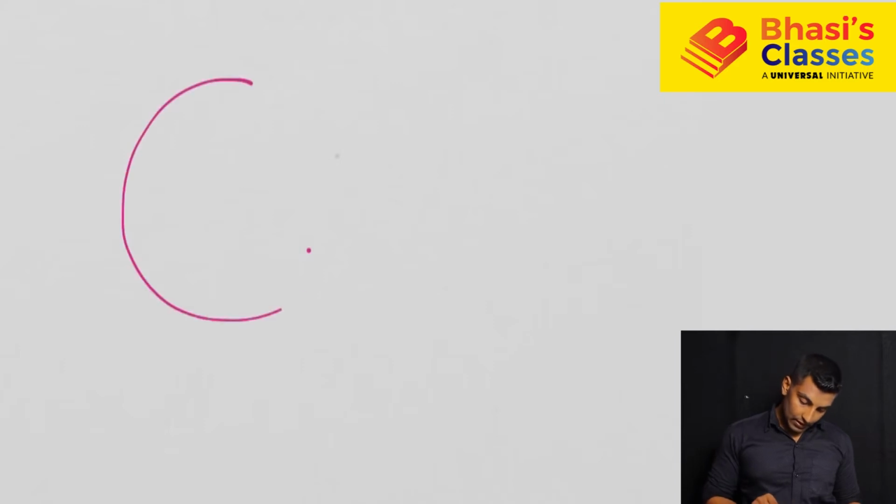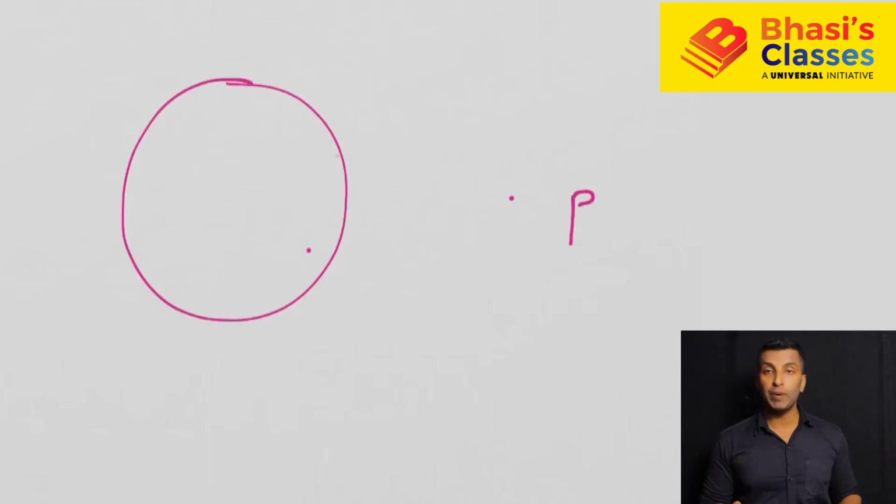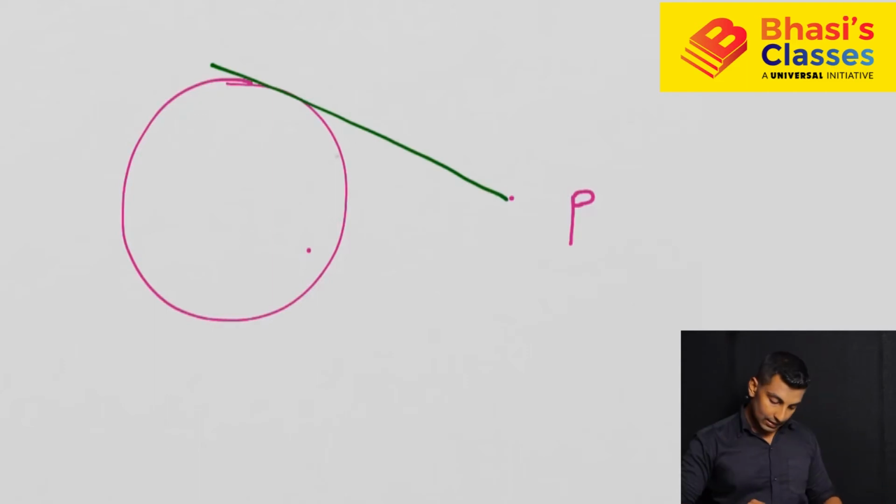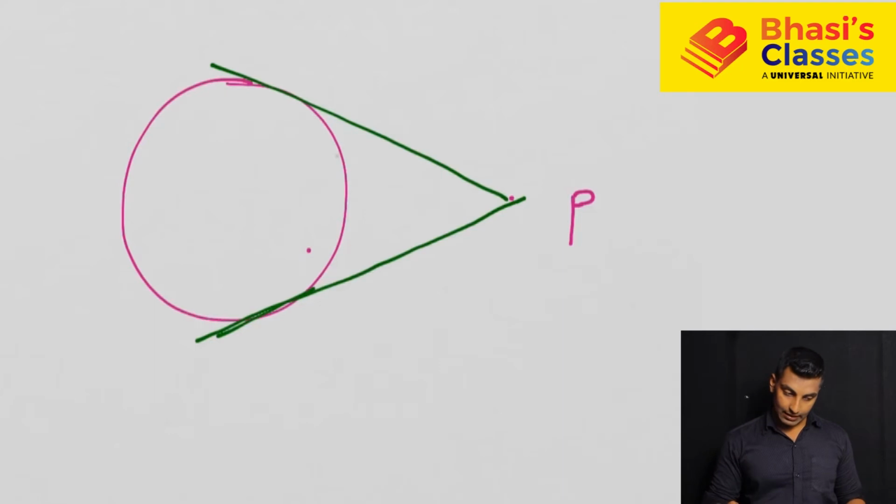Now let me give you a random question. You have a circle and an external point. Let's mark it as P, and two tangents. Draw it properly. So tangent here and tangent here. These two are tangents. I can mark them as A and B.